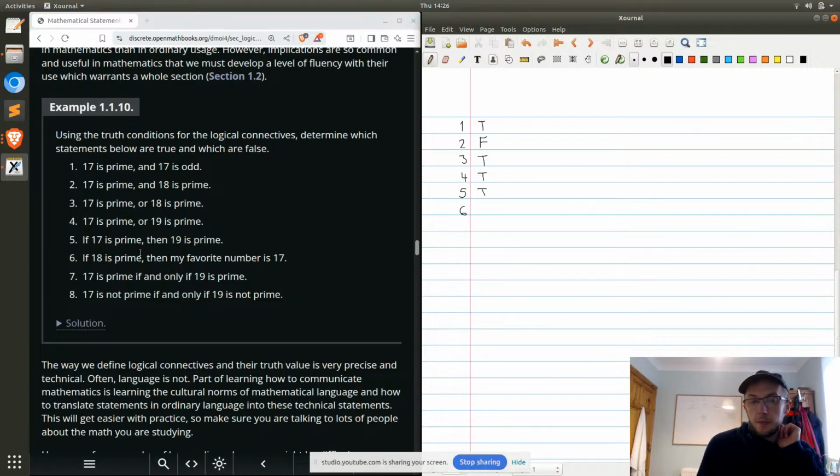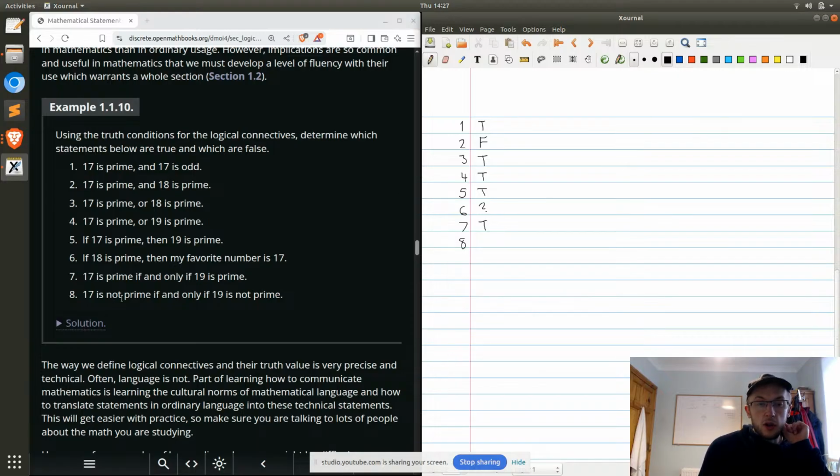If 18 is prime, then my favorite number is 17. Okay, this is false. The antecedent is false. And I have no idea if their statement is false, so I'm going to put a question mark. 17 is prime if and only if 19 is prime. Because those two atomic statements are true, the biconditional evaluates as true. 17 is not prime if and only if 19 is not prime. That's false, and that's false.